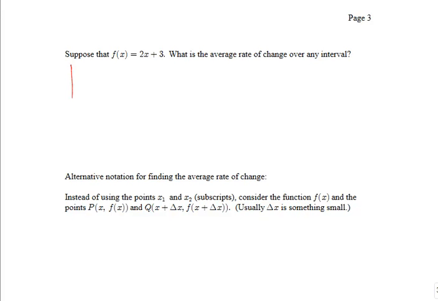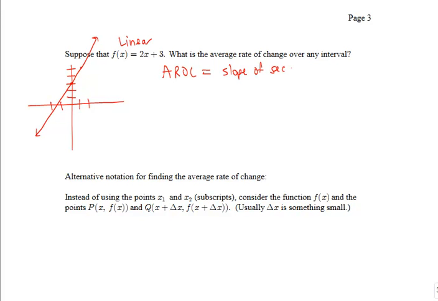Let's look at a graph of this function. Because this is a linear function, because it's x to the first, we know how to graph this. This has a y-intercept at 3 because that's our b, and then our slope is 2 over 1. So I'm going to rise up 2 and I'm going to go over 1. So my graph is going to look just like this. Now remember what we said. Average rate of change corresponds to the slope of the secant line between our 2 points.